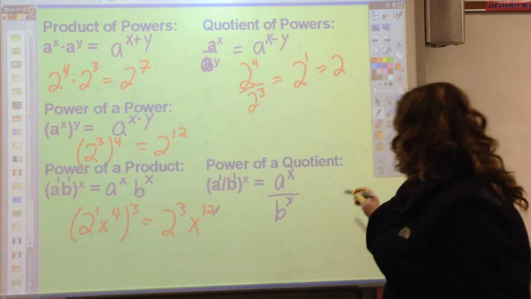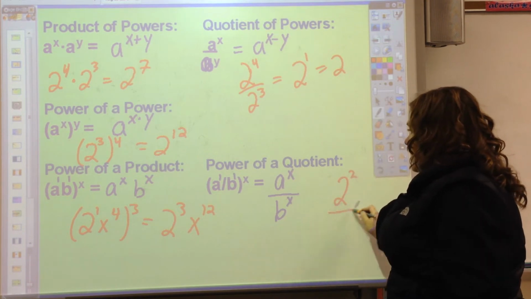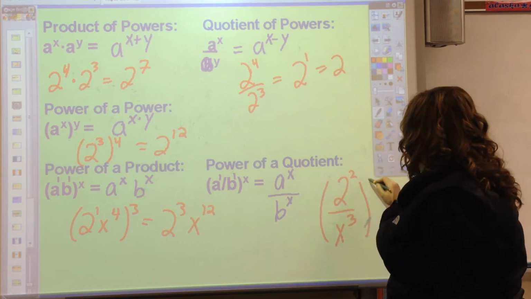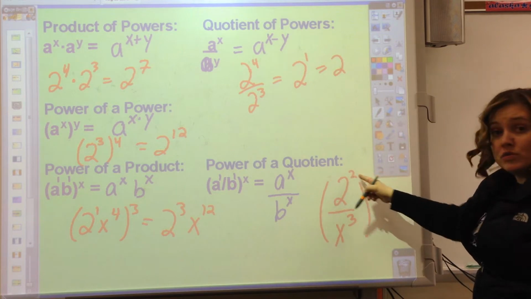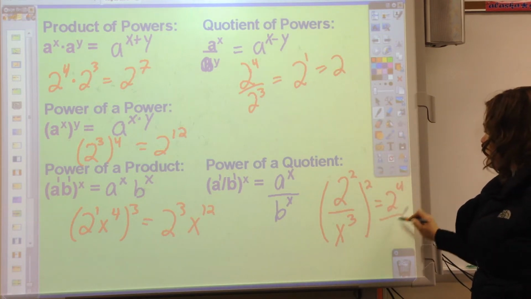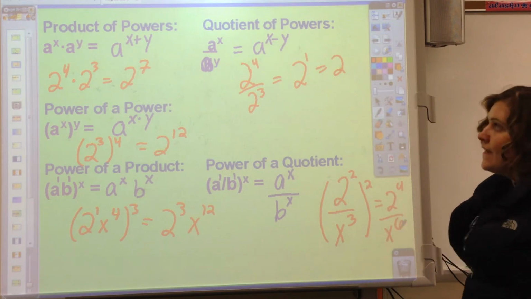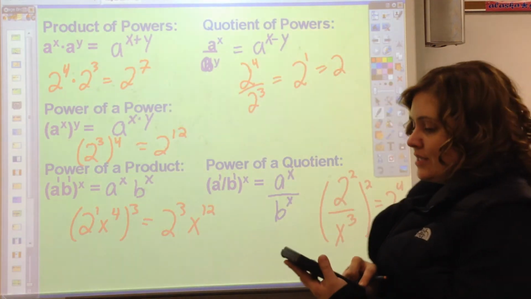For this last one, what if I have 2 squared over x cubed, all raised to the power of 2? Now I'm going to have 2 to the power of 2 times 2, which is 4, divided by x to the power of 2 times 3, which is 6. Now, technically, when we have a whole number, we should simplify.